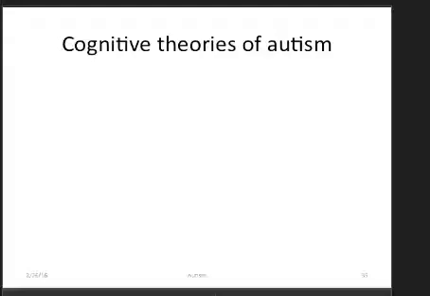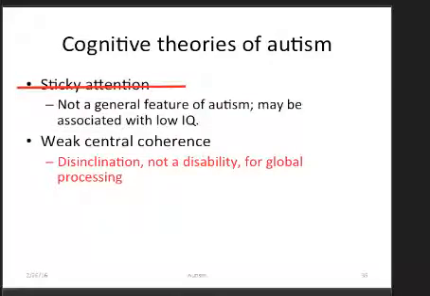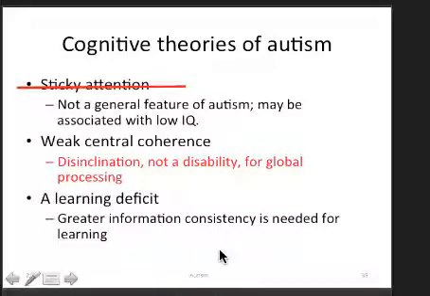These data do not support the idea that a general deficit of learning underlies ASD, or that greater information consistency is needed for learning. This concludes part 4 of the mini-series.